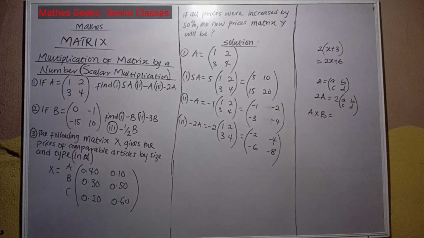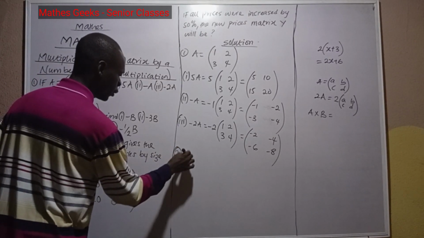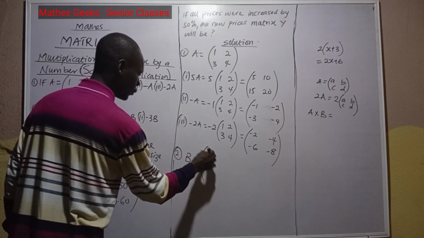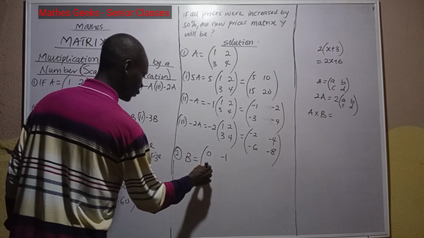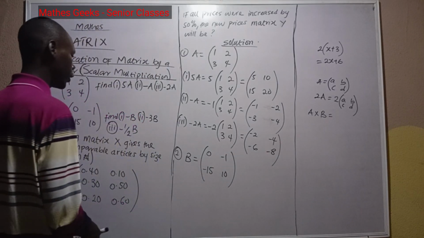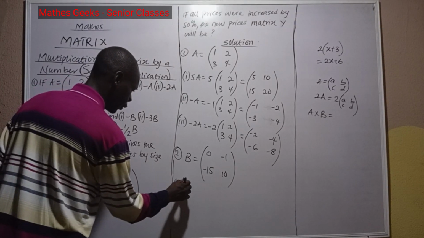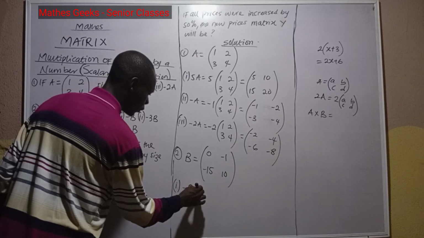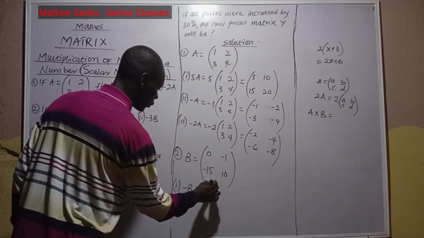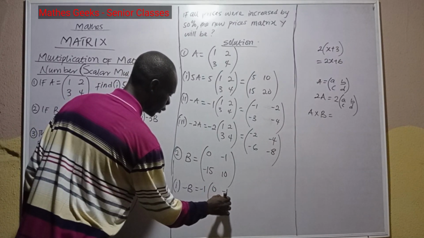Number 2 says if matrix B is equal to 0, minus 1, minus 15, 10, find figure 1, minus B. The scalar here is minus 1, times the matrix 0, minus 1, minus 15, 10.